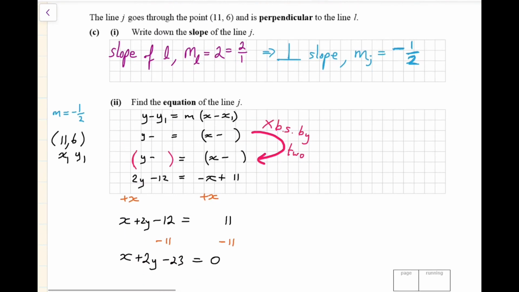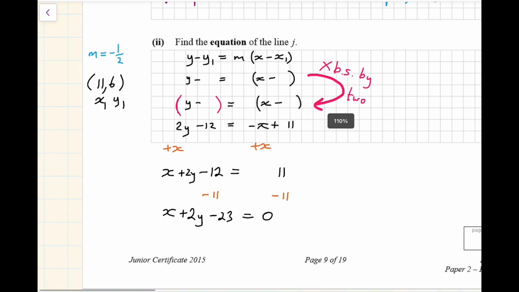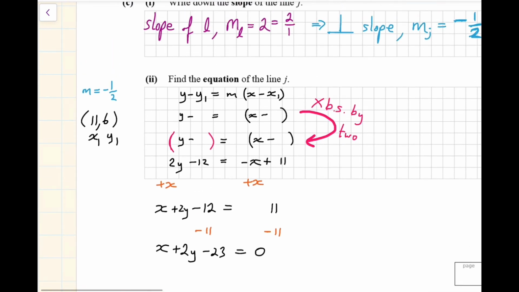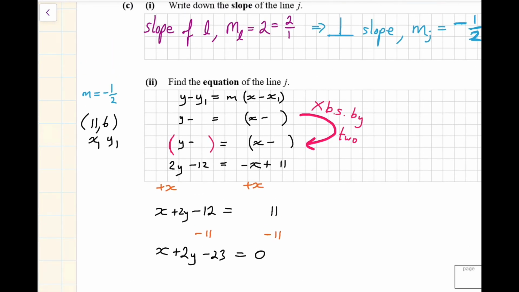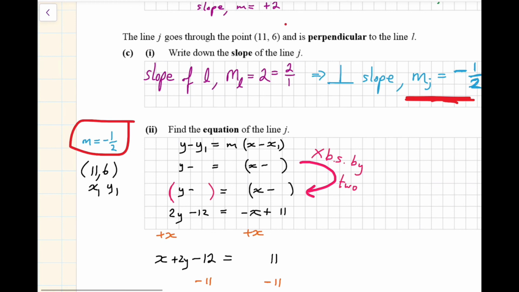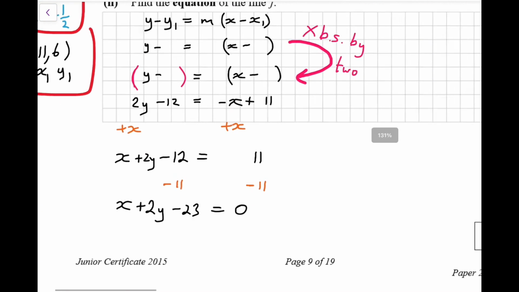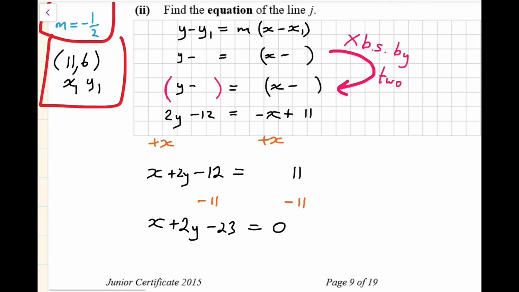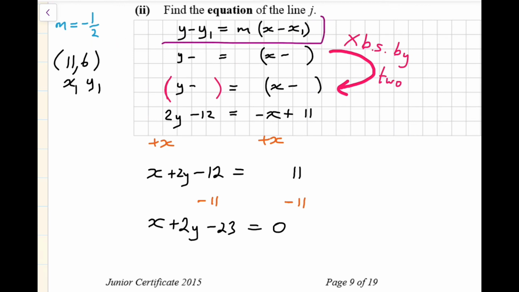Okay, next we have to find the equation of line J. We have two pieces of information. From the last part of the question, we found the slope of J was minus a half. And also we were told the point (11, 6) is on J. So we have this piece of information here. That can be our x1, y1. So we're going to use that x1, y1 in our formula. This is the general equation of a line formula.